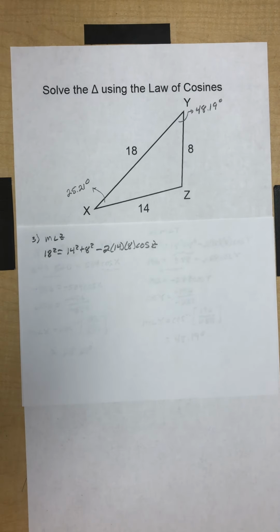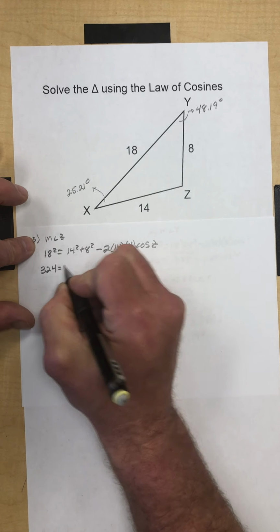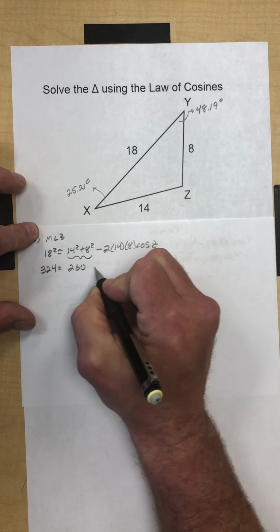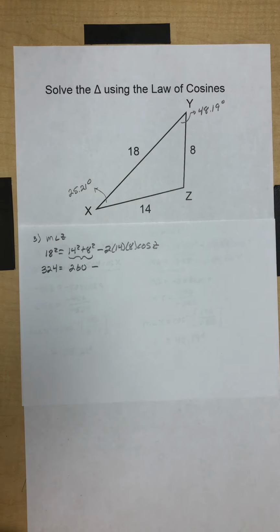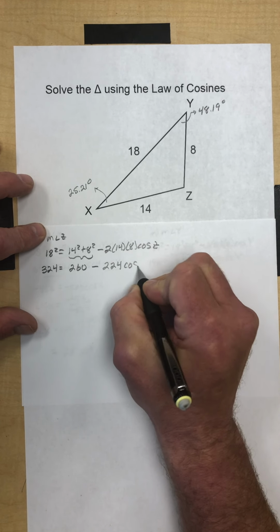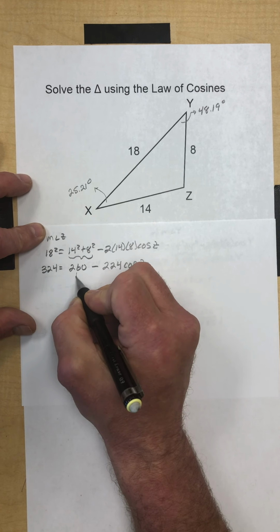Okay, so again, we get the calculator going. 18 squared is 324. And we do 14 squared plus 8 squared, and you get 260, minus, multiply these together, 2 times 14 times 8, I'm getting 224, cosine of Z.